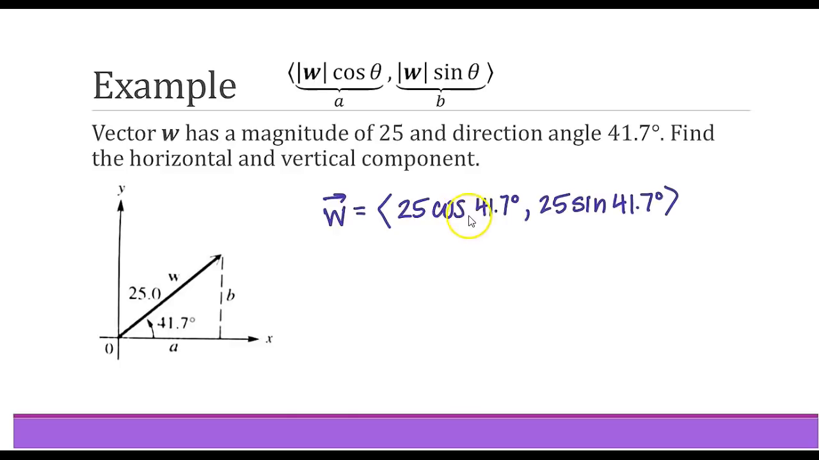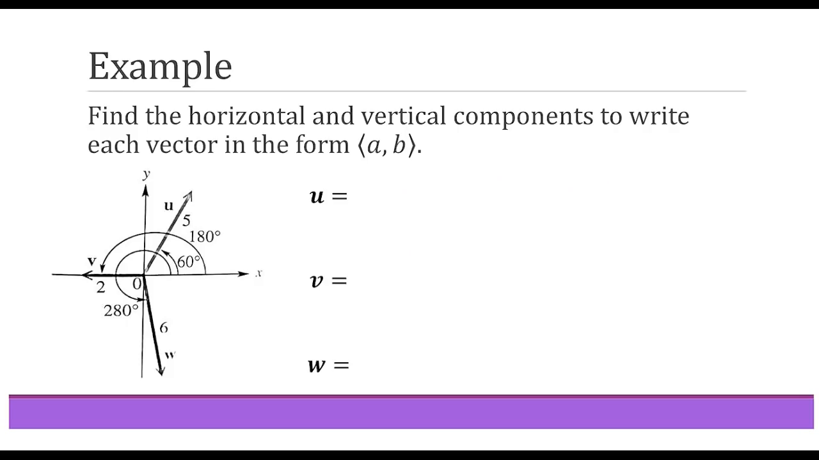And this should be familiar in the sense that we already associate x, or a first coordinate, with cosine and the second coordinate with sine. And then we'll go ahead and multiply these values together and approximate here. So this is approximately 18.7 and 16.6 as a position vector. Alright, so we're going to go ahead and do that a few more times.